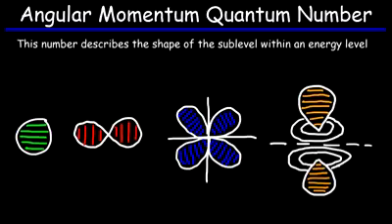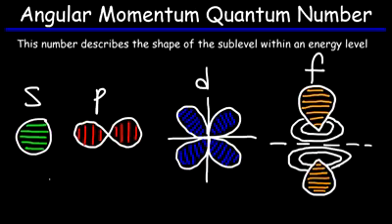Now the next quantum number that you need to be familiar with is the angular momentum quantum number. This number is indicated by the symbol L, and it describes the shape of the sublevel within an energy level. Now we have 4 different sublevels that you're going to see on a regular basis. The first one is the S sublevel, which is basically a sphere. The second one is the P sublevel, and then we have the D sublevel and the F sublevel.